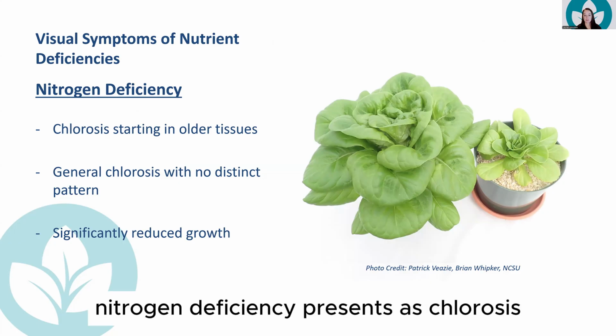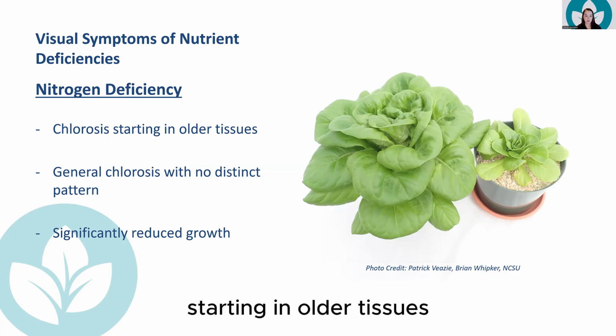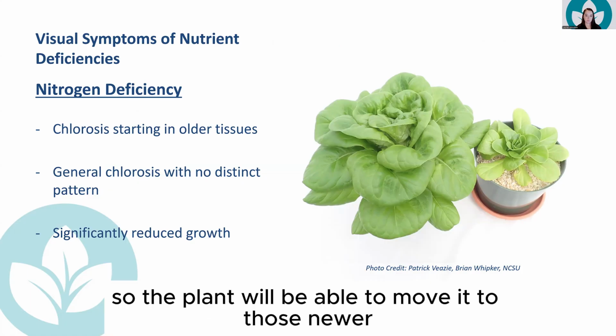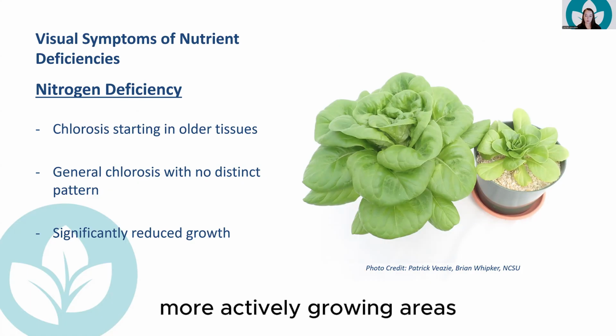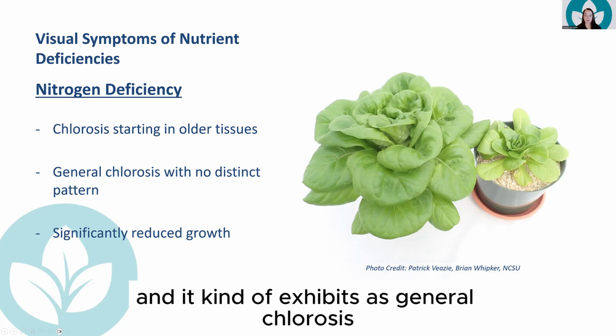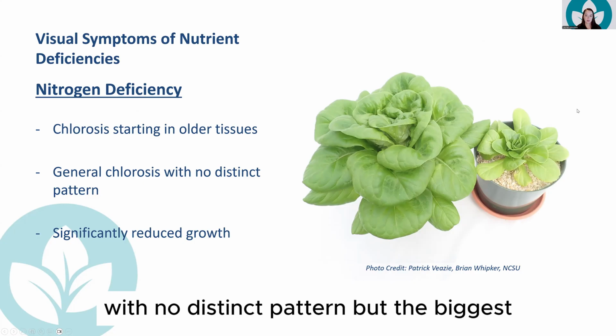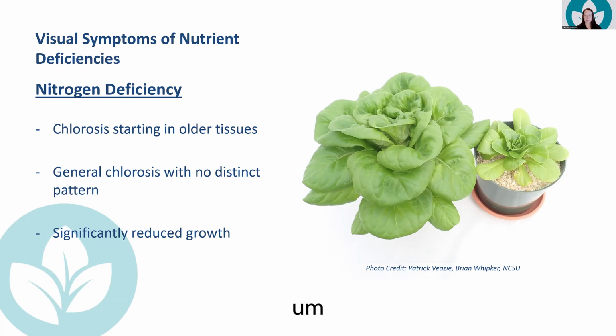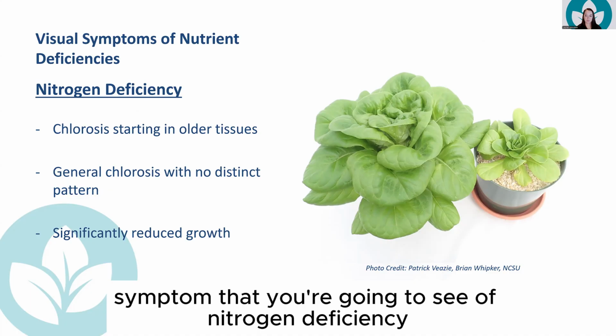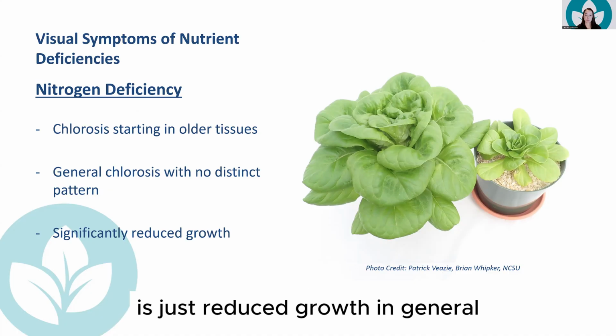Nitrogen deficiency presents as chlorosis, starting in older tissues, because remember it is mobile, so the plant will be able to move it to those newer, more actively growing areas. It kind of exhibits as general chlorosis with no distinct pattern. But the biggest symptom that you're going to see of nitrogen deficiency is just reduced growth in general.